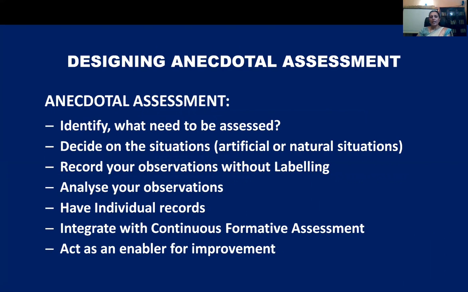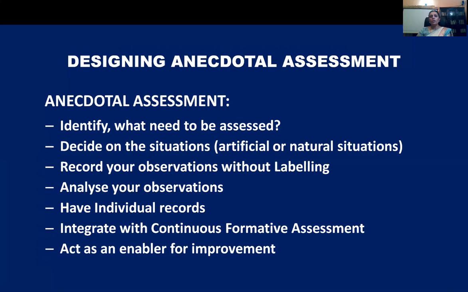While designing an anecdotal assessment, the assessor must take care of the following details. The first one is one must identify what is to be assessed, whether the overt behavior such as conformity, interest, motivation, communication skills, integrity, and so on. The next one is to take a decision on the situation by which the learner may be assessed, whether the situation has to be created artificially or not.